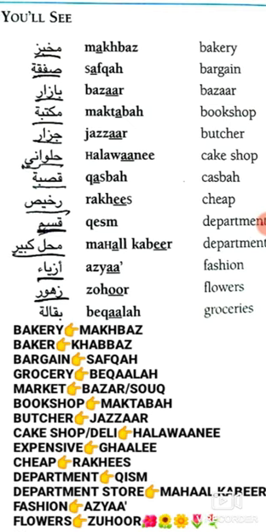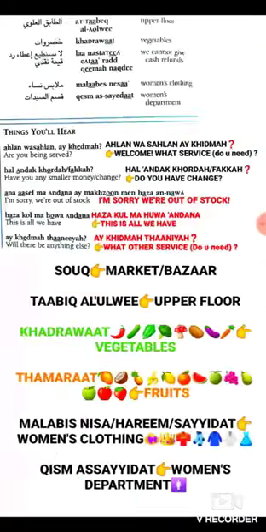Fashion is azya, flowers is zuhur. Zahra is single flower, and plural is flowers, zuhur. So we've learned a lot of words. Finally, the final slide. Just a few words and sentences.